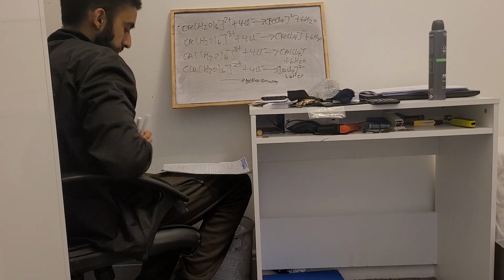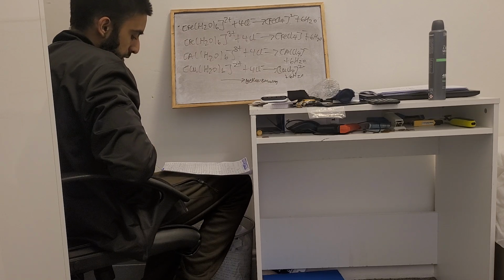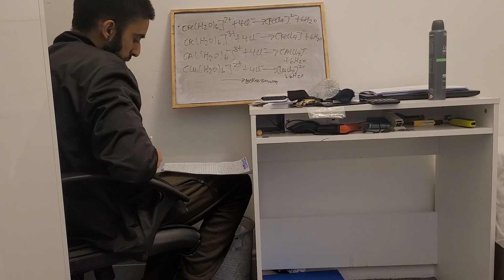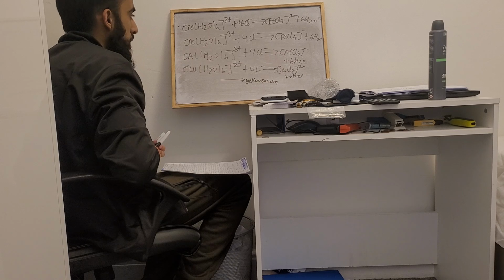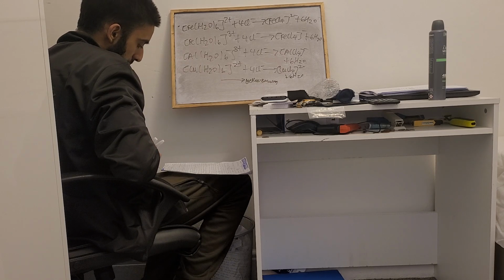Perfect. So [Fe(H2O)6]2+ plus 4Cl minus forms [FeCl4]2- plus 6H2O. [Cu(H2O)6]2+ plus 4Cl minus forms [CuCl4]2- plus 6H2O. [Fe(H2O)6]3+ plus 4Cl minus forms [FeCl4]- plus 6H2O. And then [Al(H2O)6]3+ plus 4Cl minus forms [AlCl4]- plus 6H2O.